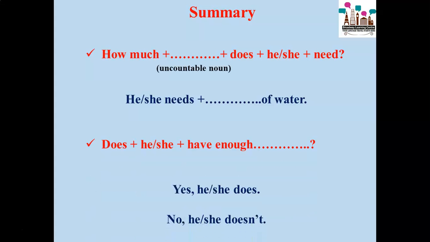If we want to ask yes or no questions, we can ask does he or she have enough, and then we can use an uncountable noun here. And then if we want to give a positive answer, we can say yes, he or she does. And if it is negative, we can say no, he or she doesn't.